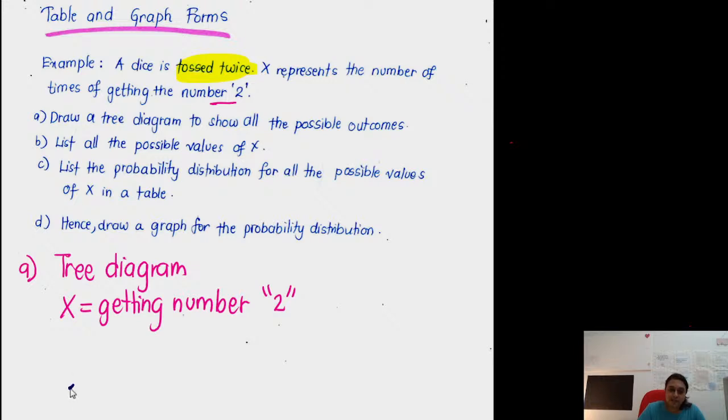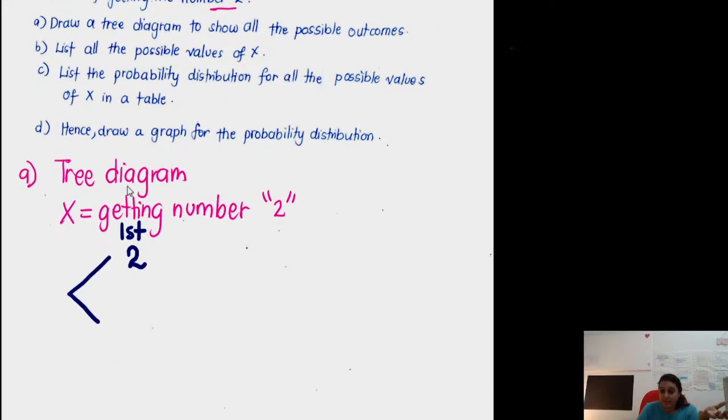So we start. So first time, right here. This is the first time. So what values can happen? Because your goal is to get number 2, right? So maybe you can get number 2 or you don't get number 2. So if you don't get number 2, you write it as 2 prime.